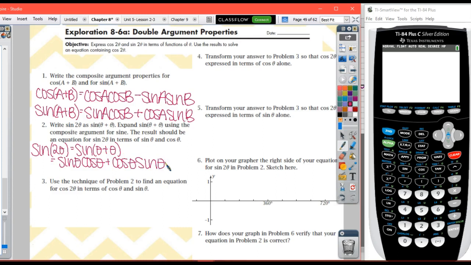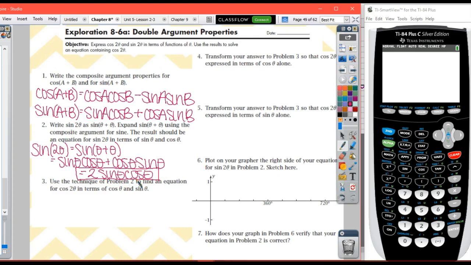Hopefully you notice that at this point these terms are exactly the same thing: a cosine of theta, a sine of theta, a cosine of theta, and a sine of theta. Since these are like terms, I have two of them, so I can rewrite this as 2 sine theta cosine theta. It does not matter which trig function comes first. This is the double angle property for sine.